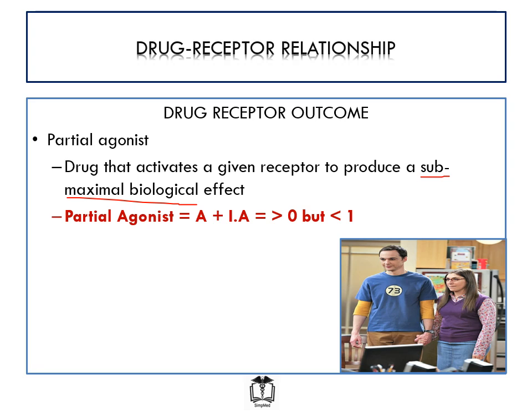I tend to liken this type of outcome to the relationship between two popular individuals, Amy and Sheldon in Big Bang Theory. Remember that these two people have affinity for one another, but their intrinsic activity might not be totally maximal, to the point that the type of affection that we see is a submaximal affection based on other people's criteria or judgments.